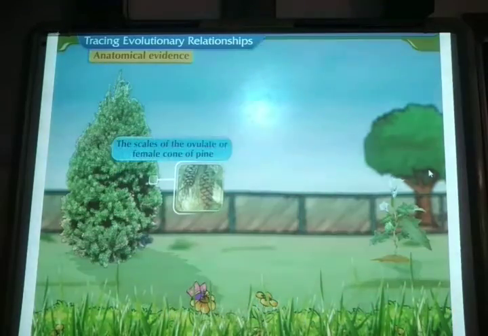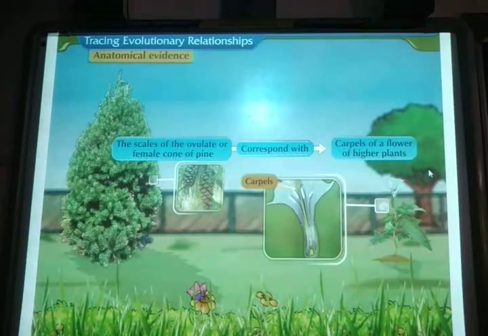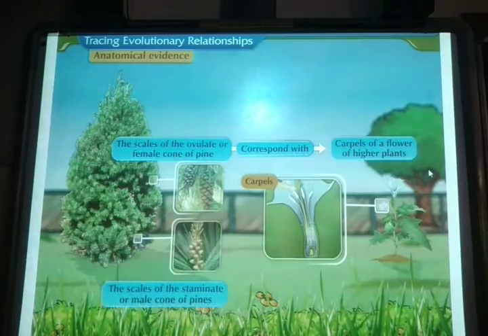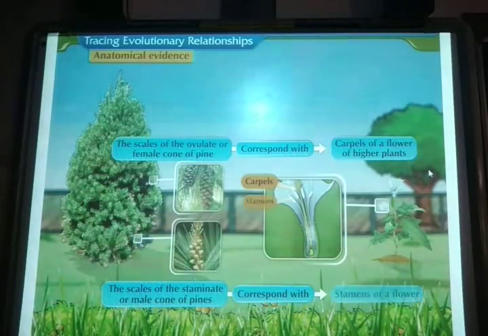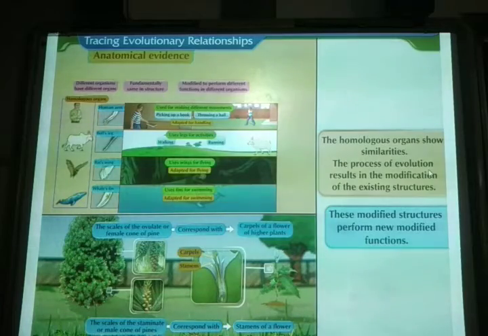In plants, the scales of ovulate or female cone of pine correspond with the carpels of a flower of higher plants. The scales of the staminate or male cone of pines correspond with the stamens of a flower. The homologous organs show similarities due to the fact that the process of evolution results in modification of the existing structures. These modified structures perform new modified functions.